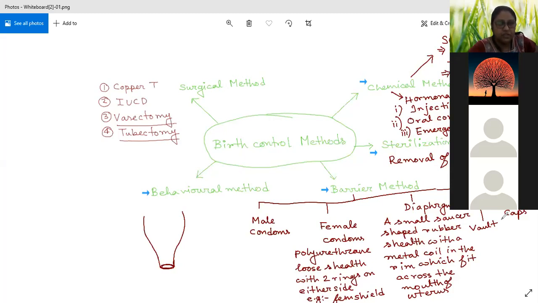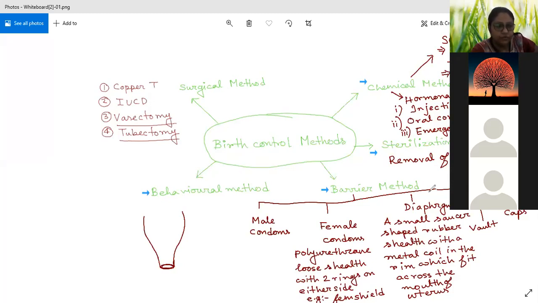Okay. So the difference between vault and diaphragm is clear to you. After this, we are going to see one video and I will show you individually the picture of each of them so that you know how they look like and how they act. Okay. So I hope it is clear to everyone. Yes, ma'am. Okay.